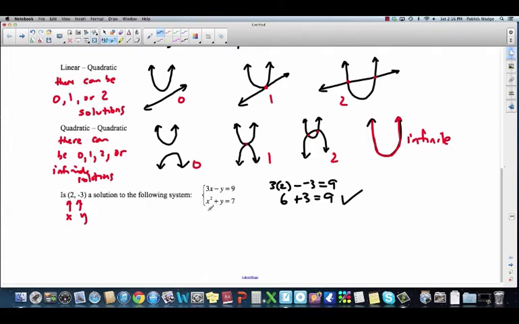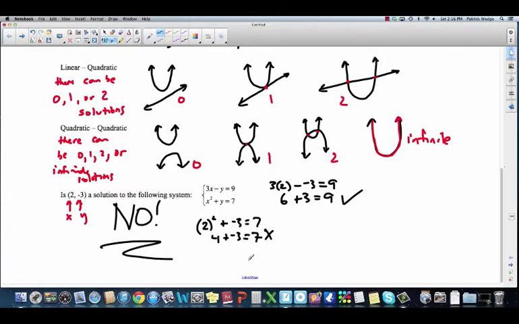So let's try the second one. X squared, well that is 2 squared plus negative 3 equals 7. Or 4 plus negative 3 equals 7. Is that true? No. So is 2, negative 3 a solution to the following system? No. It is not.